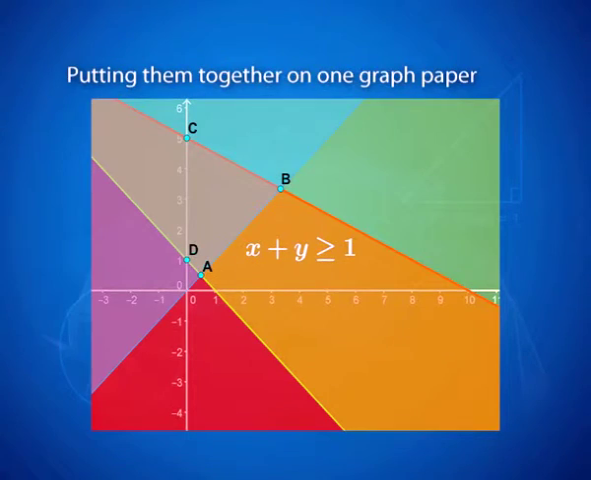Now, putting them together on the graph paper, we observe that the region A, B, C, D is the required solution because in this region all the shaded portions lie. Observe that all the lines have this as a common shaded area and we call this region A, B, C, D the feasible region and hence it is the solution for all the simultaneous linear inequations.